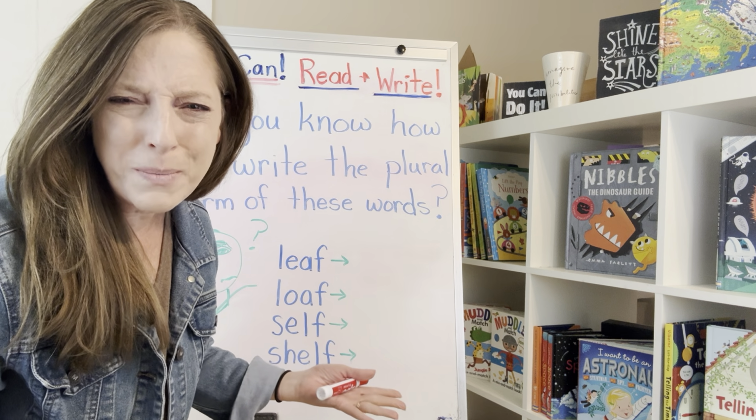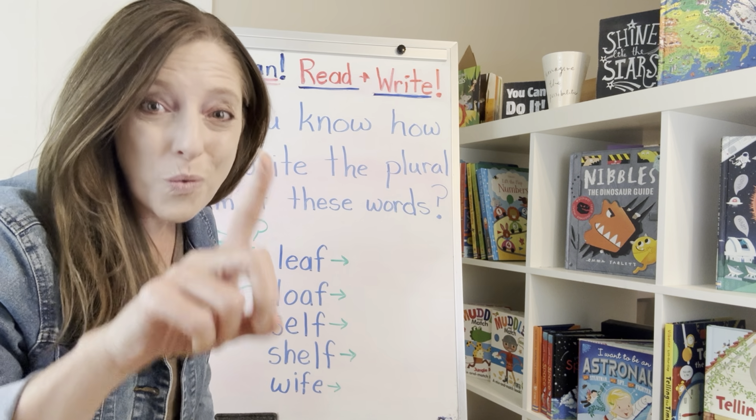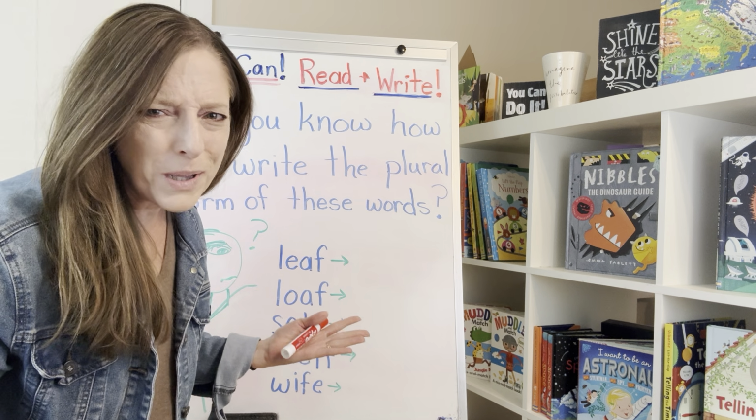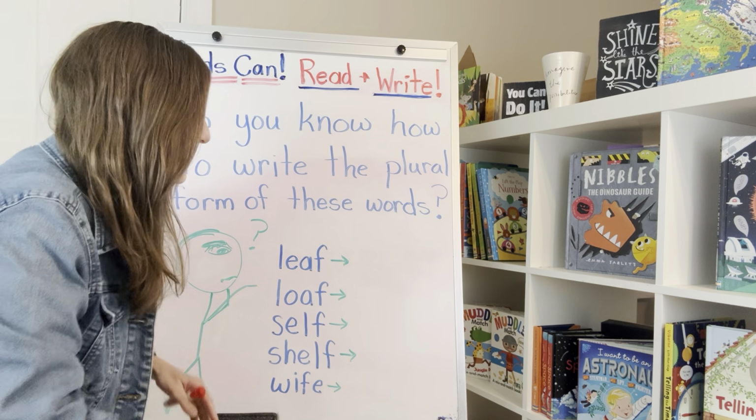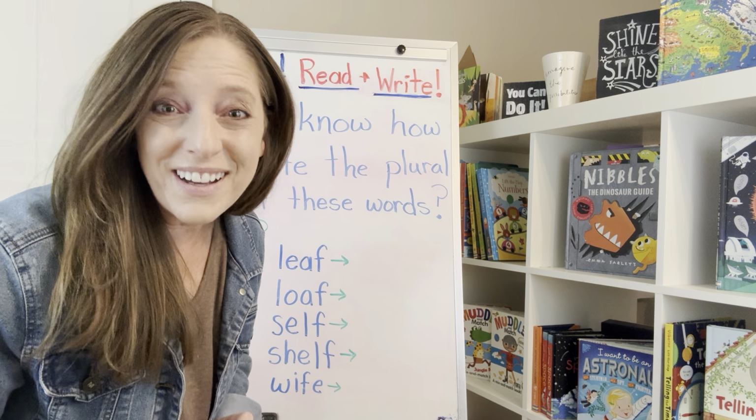Today I'm going to help you convert singular words that end with an F into their plural form. Now, what does singular mean? That just means there's only one of something. And what does plural mean? That means there is more than one of something.